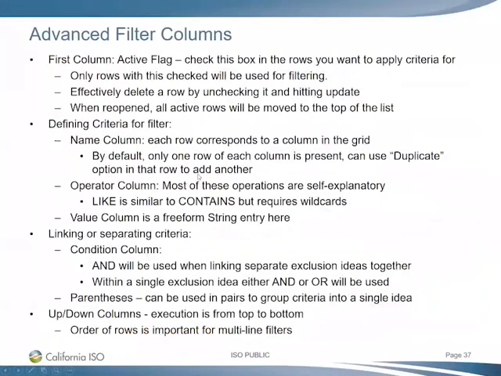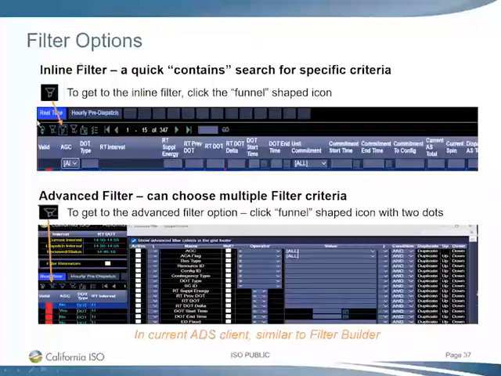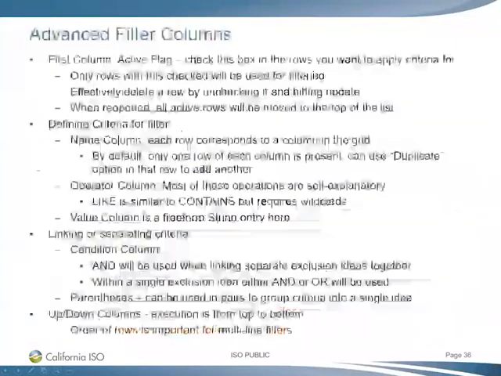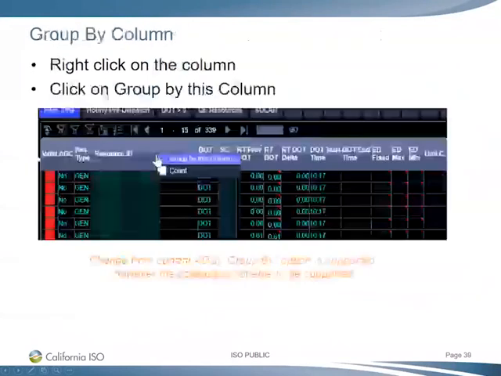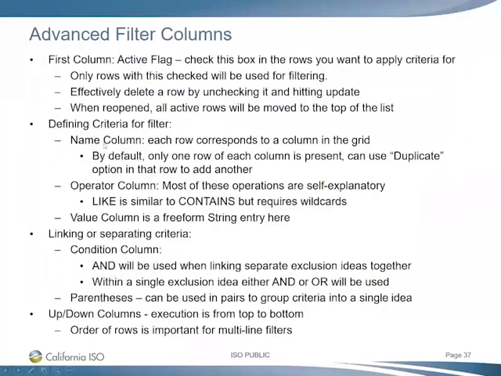So I did include this slide. I'm not going to read it to you, but here are some things to think about as you're going through your advanced filtering. For example, you're going to have to make that first column active, to make it an active criteria. And then there are some other defining criteria, like is similar to, contains, if you want to link criteria.